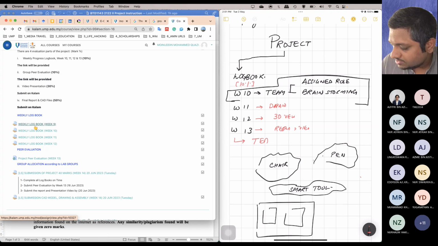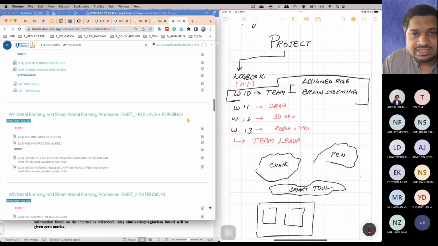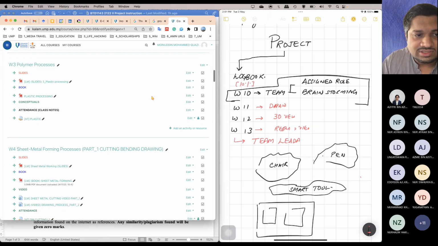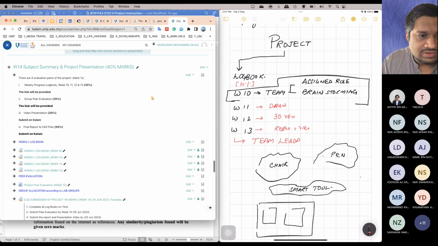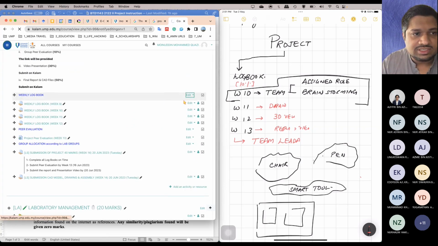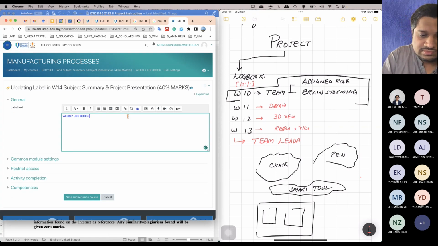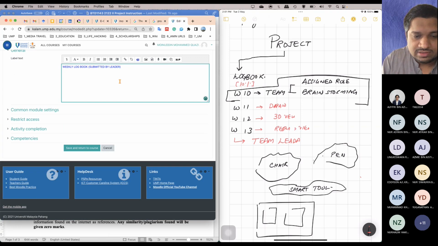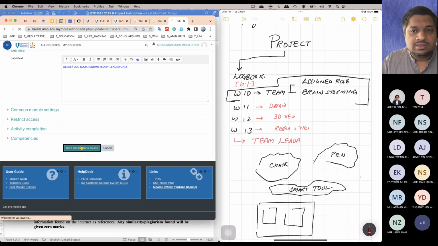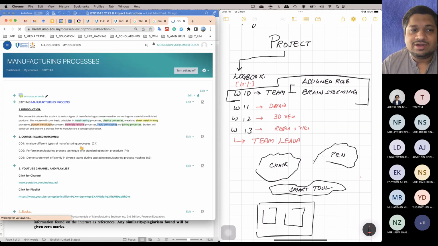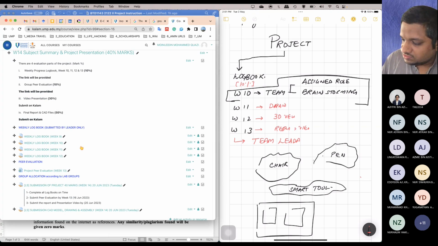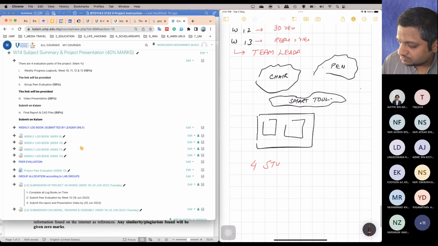The team leader will submit the logbook. So I should mention this here. Let me edit this and mention team leader so that no confusion remains. So I go and change the setting: submitted by leader only. But I would like to see the picture of all the students, all 4 students. The picture should be available in the single page or 2 page logbook.